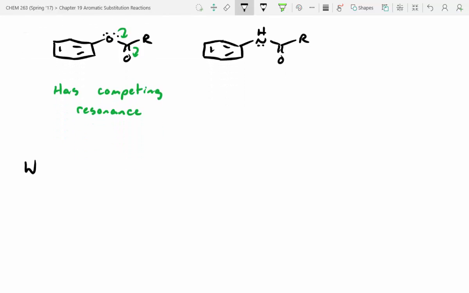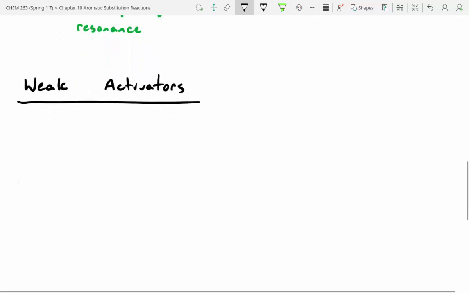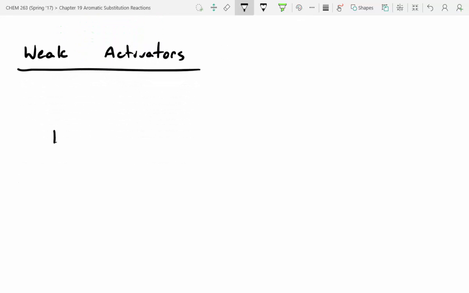These are weak activators. Things with alkyl groups coming off of them. Why are these weakly activated again? Yeah, weakly activated due to hyperconjugation.